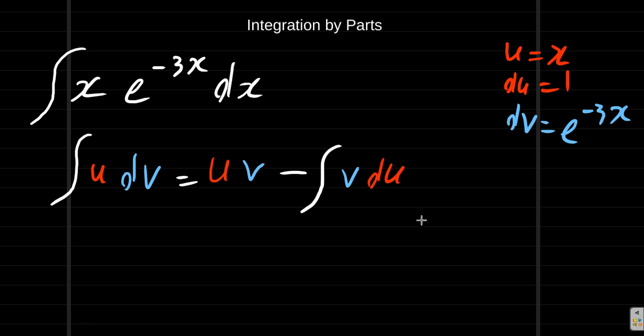dv is e to the negative 3x. What do you get when you integrate dv? Because when you go from dv to v, you're going to integrate. v is going to be 1 over negative 3 e to the negative 3x. Right?